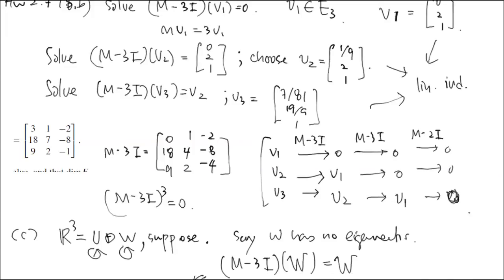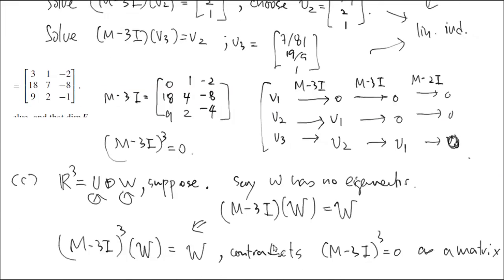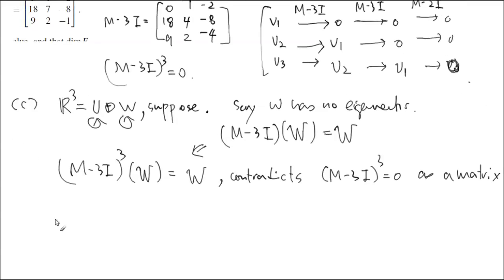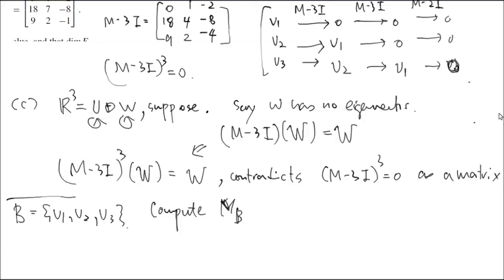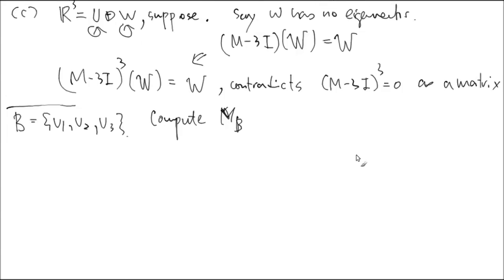So let me ask you this now. We showed that this is an independent subspace, right? So one final question that I'm adding here. This is an additional question. B is V1, V2, and V3. This B is a basis of R3, correct? And I'm going to compute MB. Do you know what this MB is? Who can explain what this MB is?